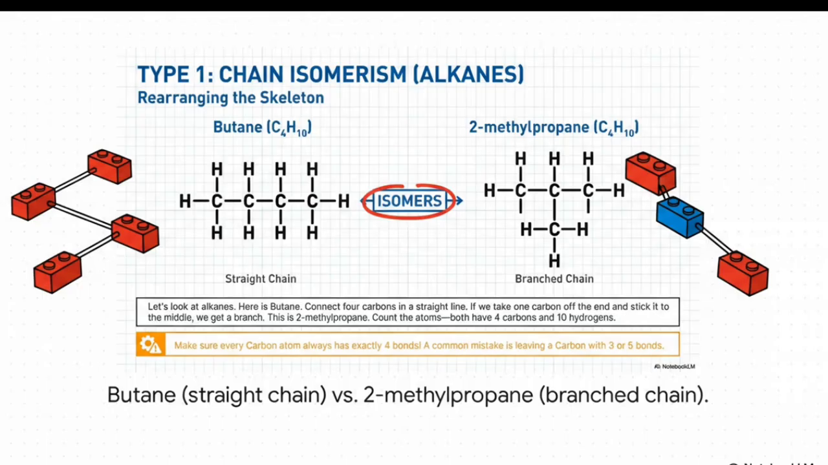Let's see that Lego analogy in action with butane. On the left, you see 4 carbons all lined up in a straight, continuous chain. Now, to make its isomer, we don't get rid of any atoms, we just rearrange them. We shorten that main chain to 3 carbons, and we take that 4th one and stick it on the middle carbon as a branch. And what we get is 2-methylpropane. See? Both are C4H10, but their structures are completely different.